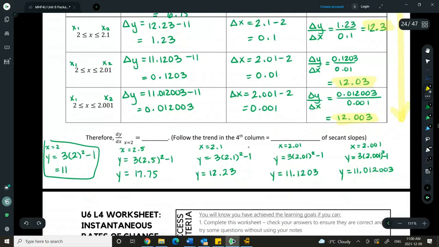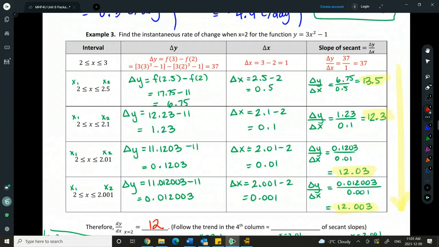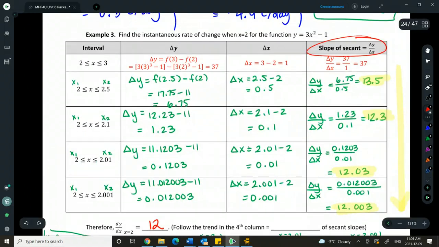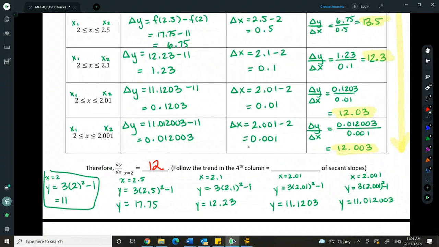So we would say that our approximate instantaneous rate of change, we'll use this little subscript of x equals 2, to say instantaneous rate of change when x equals 2 is equal to 12, because that's the trend that we can see in the slope of the secant column. And we would call this the limit of secant slopes. It's the value that's being approached.